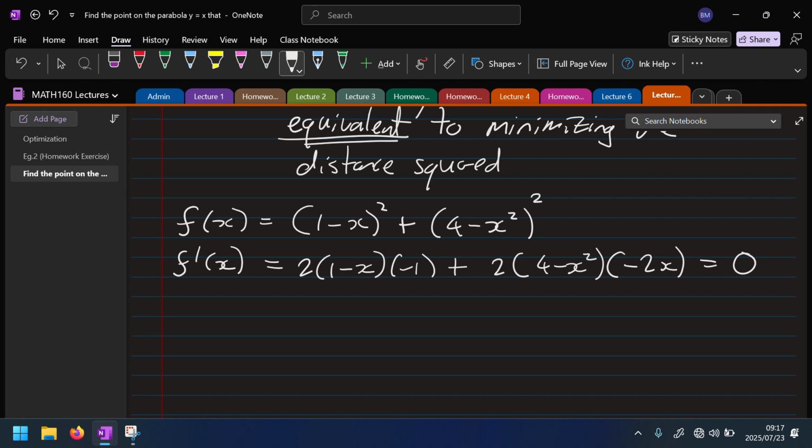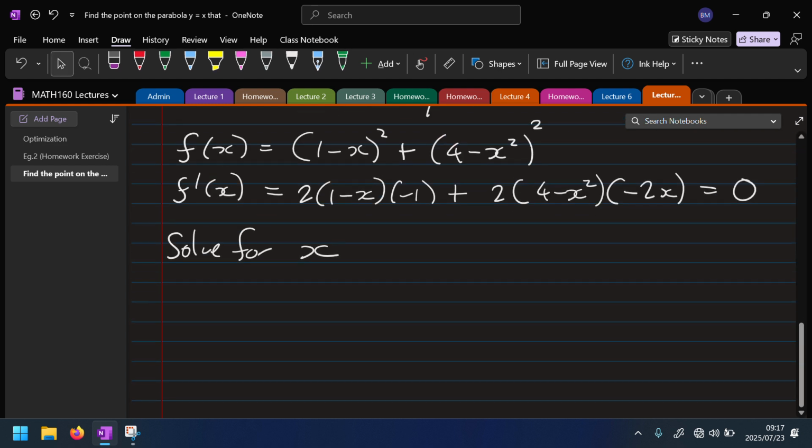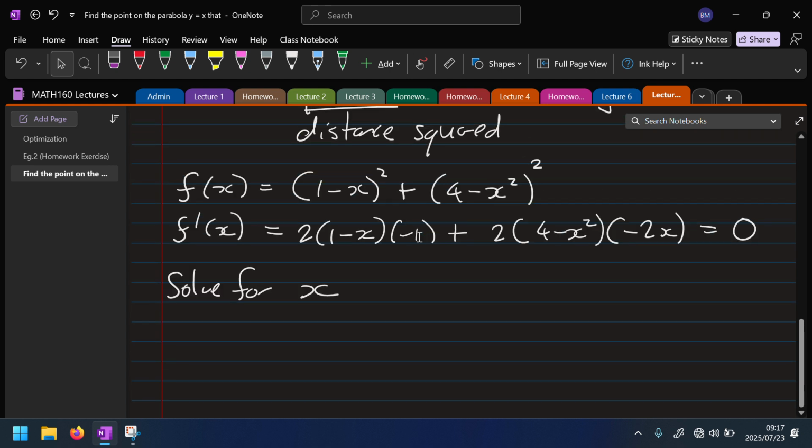Now we need to solve for x. Whatever x solutions we get, we choose the one that gives us the minimum. If we get 2 solutions, we need to check. One of them will be the minimum, the other one might be the maximum. We need to be careful which one we pick.